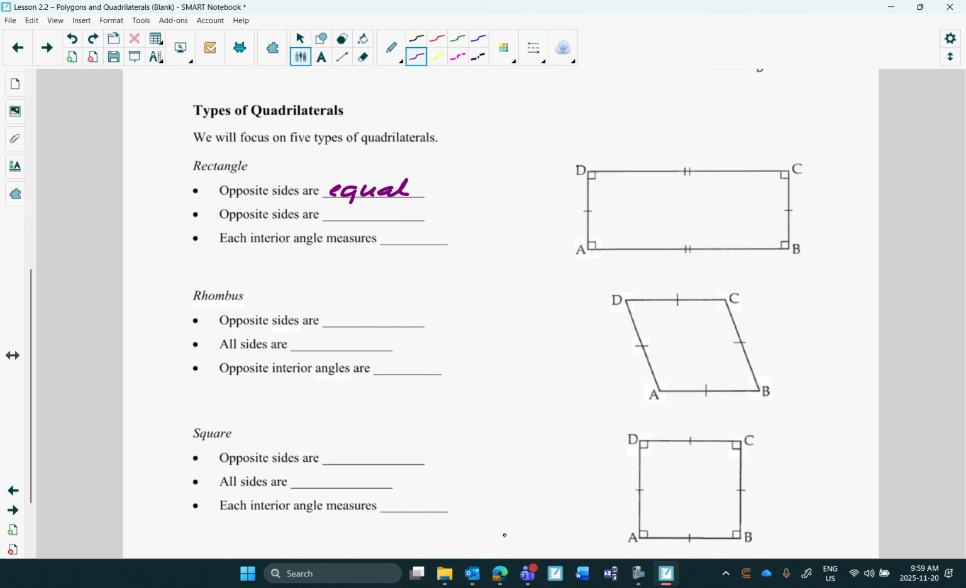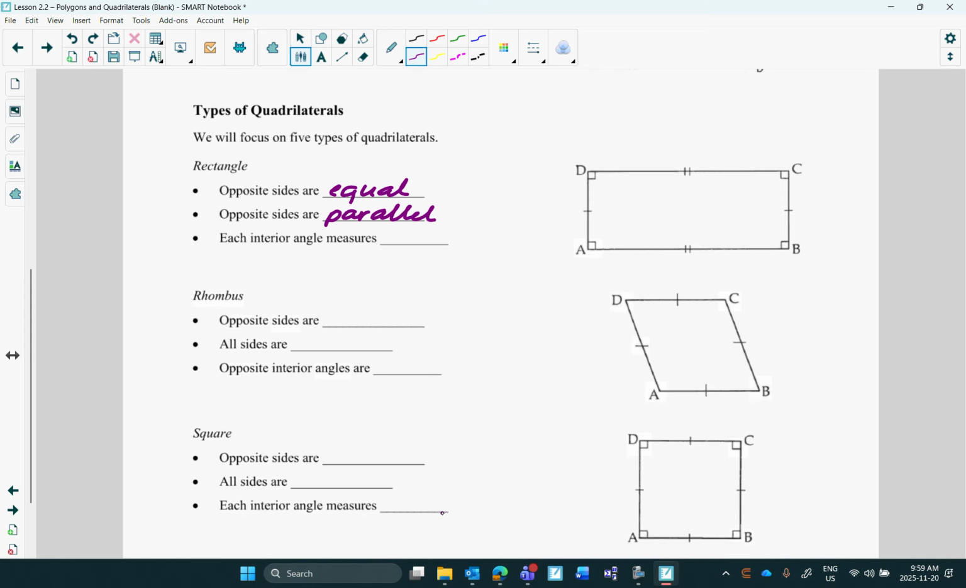As opposed to slant. If they run the same direction, they never meet. Parallel. Sorry, I probably didn't mime that very well.